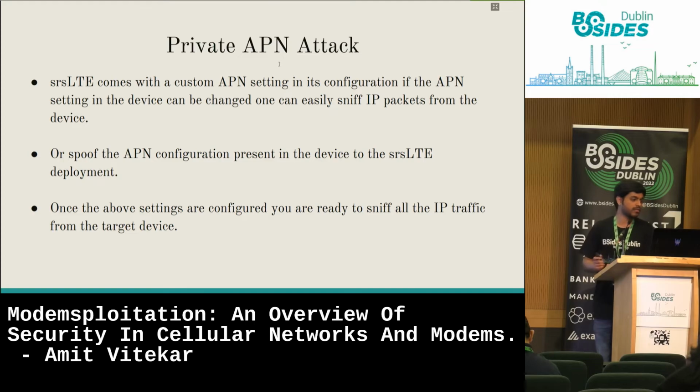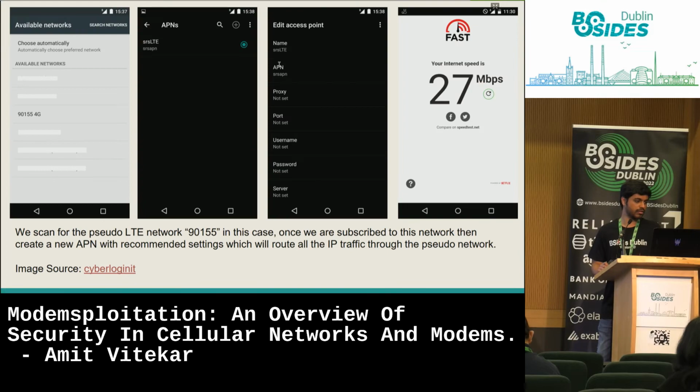Private APN attack. So, as I said, APN settings are present in your smartphones. These are pre-configured if you have a smartphone, and in electric vehicles and all these things, it needs to be configured. So when you buy a vehicle, these are pre-configured by your manufacturers.